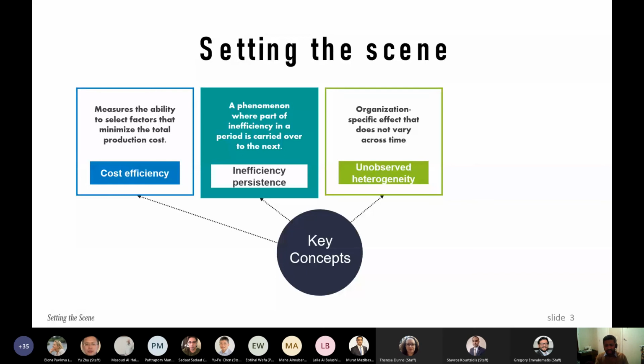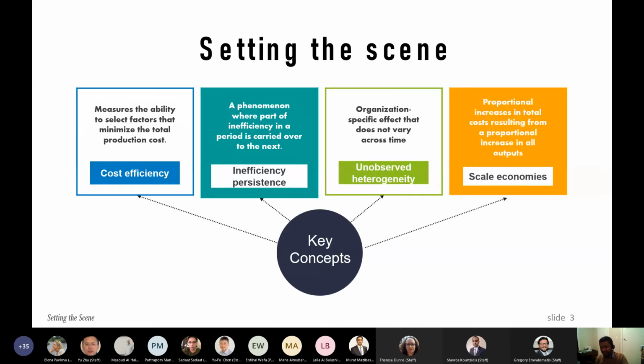So you can't say that things are equal for all these hospitals. So that's a way to control what we call unobserved heterogeneity. And then finally, scale economies, which perhaps everybody knows. We talk about it in terms of proportions. So if we increase all our outputs, what a hospital produces, how much is the cost going to increase proportionally? If we are armed with these four ideas, I think we are ready to go into the details.